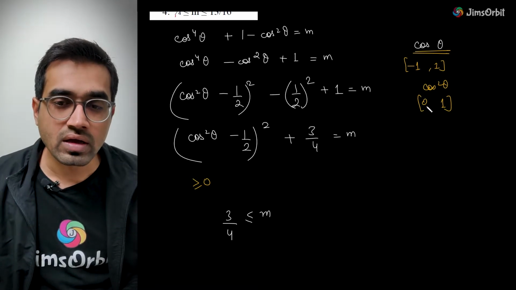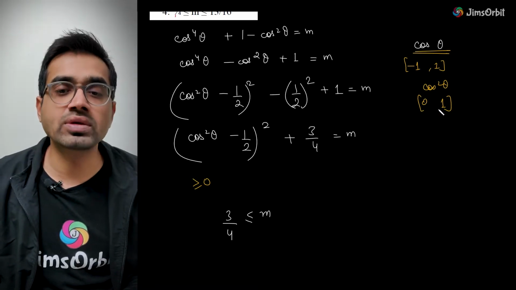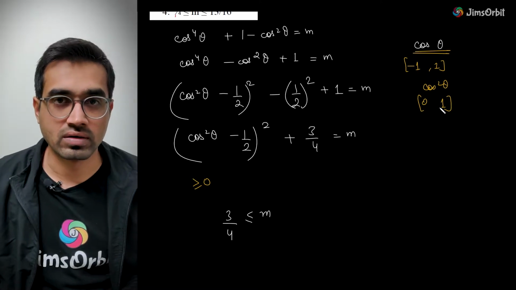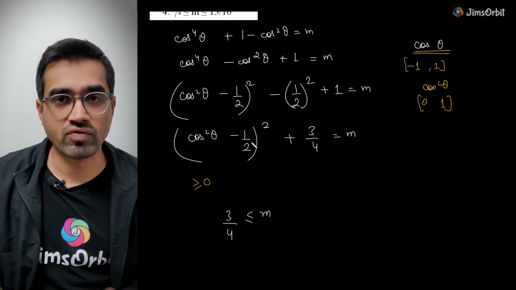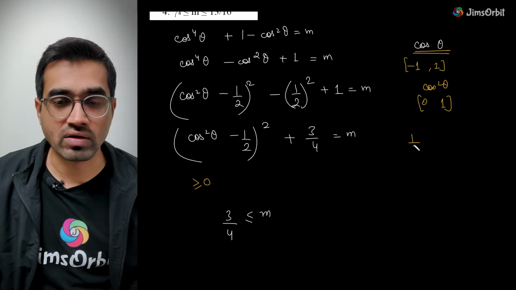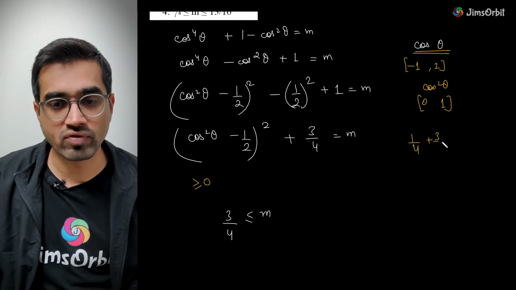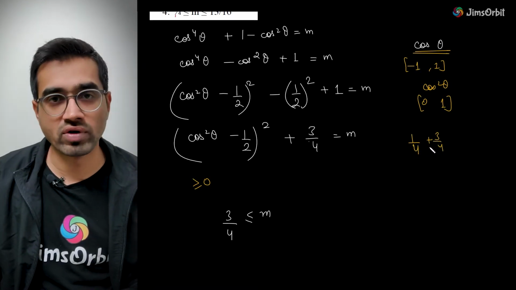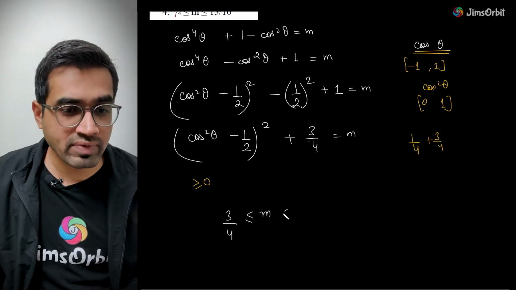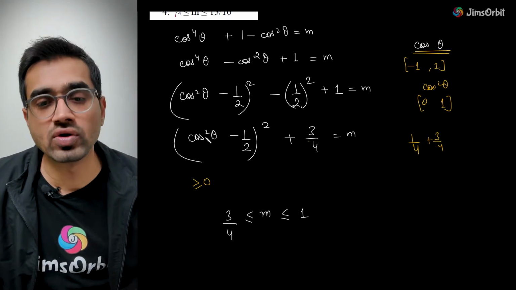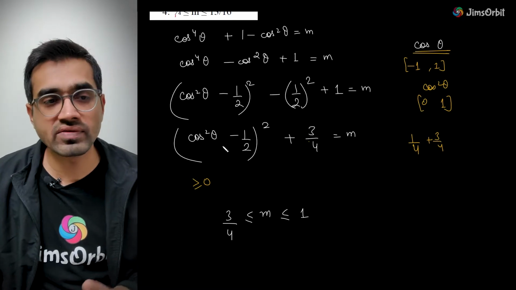Now at this point, you can say the minimum was 0. So what was the maximum value of this term? 1. So what is 1 minus half? Half. What is half square? 1 by 4. What is left? 3 by 4. So what is the value? 4 by 4, which is 1. So we found that m can maximum be 1 because this maximum value is 1 by 4. If you find any other value, you will not find it.